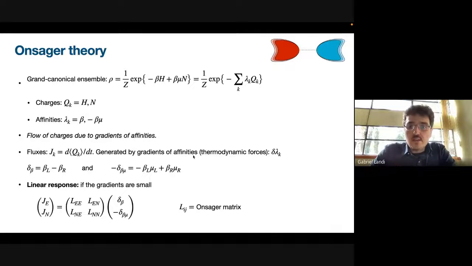Thermodynamic forces are the gradients of affinity. So essentially, delta beta, which is the difference between beta left and beta right, or delta beta mu, which is the difference between beta mu left and beta mu right.